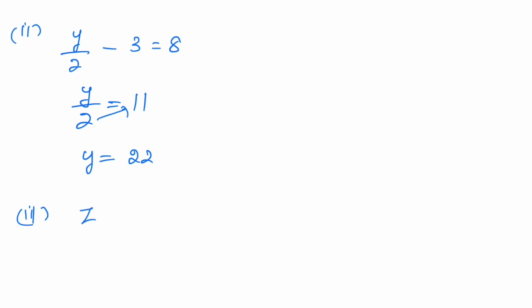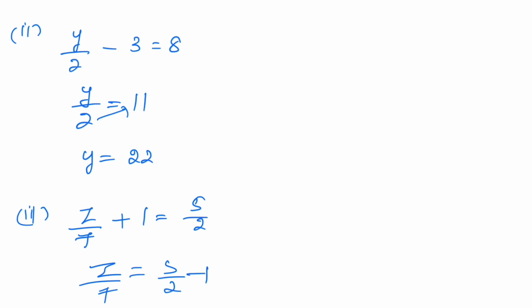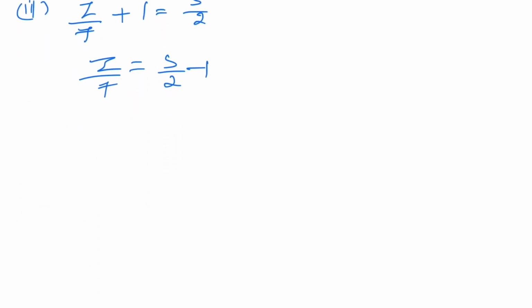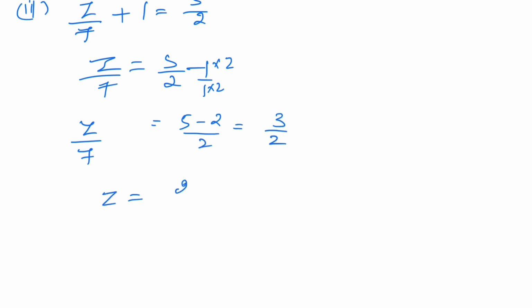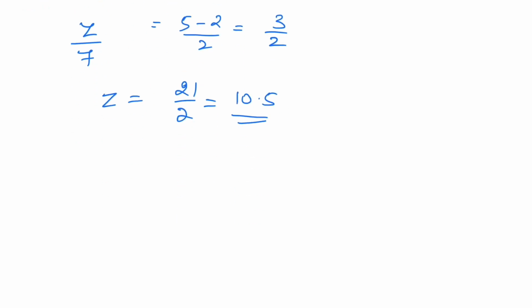Third one we have z by 7 plus 1 equal to 2. 1 by 2 is 5 by 2. z by 7 equal to 5 by 2 minus 1. So z by 7 equal to 5 minus 2 by 2, that is 3 by 2. z is equal to 21 by 2, that is equal to 10.5 you will get.